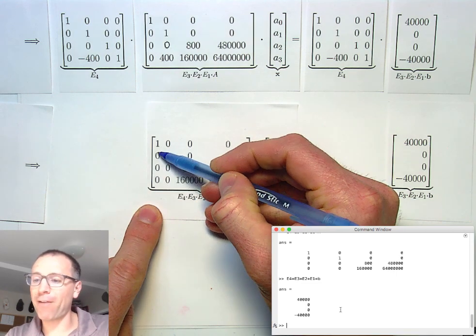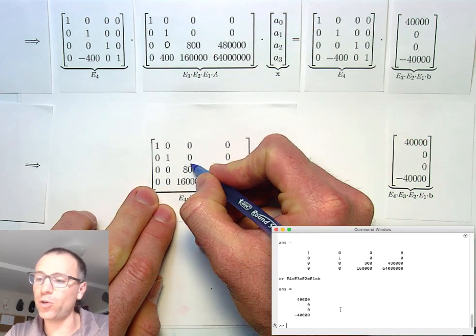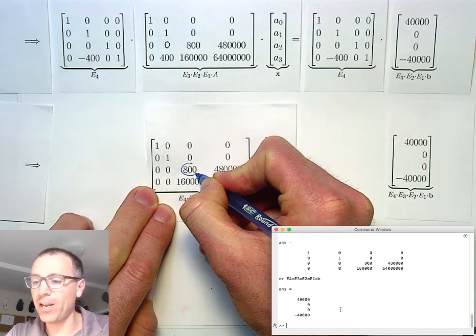Now that I've canceled out everything under pivot 1, here was pivot 1, pivot 2, the next thing I'm going to do is choose pivot 3.